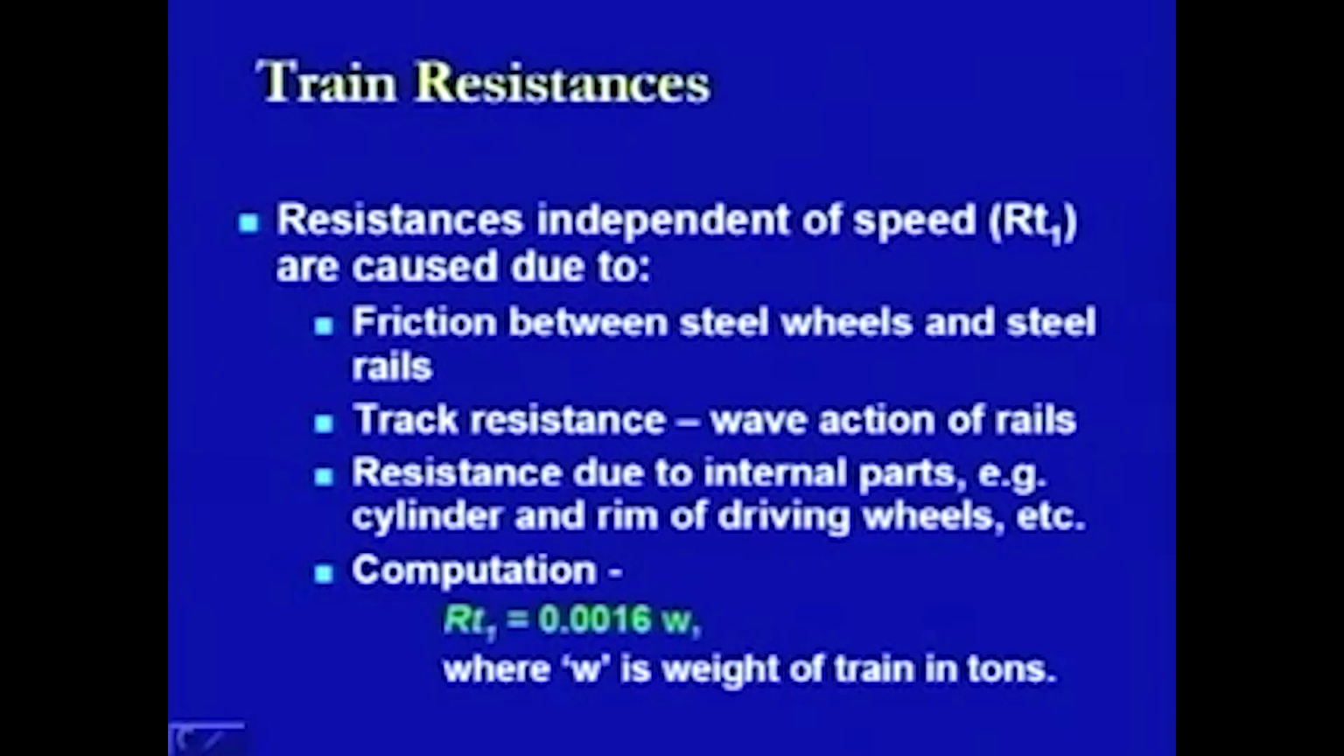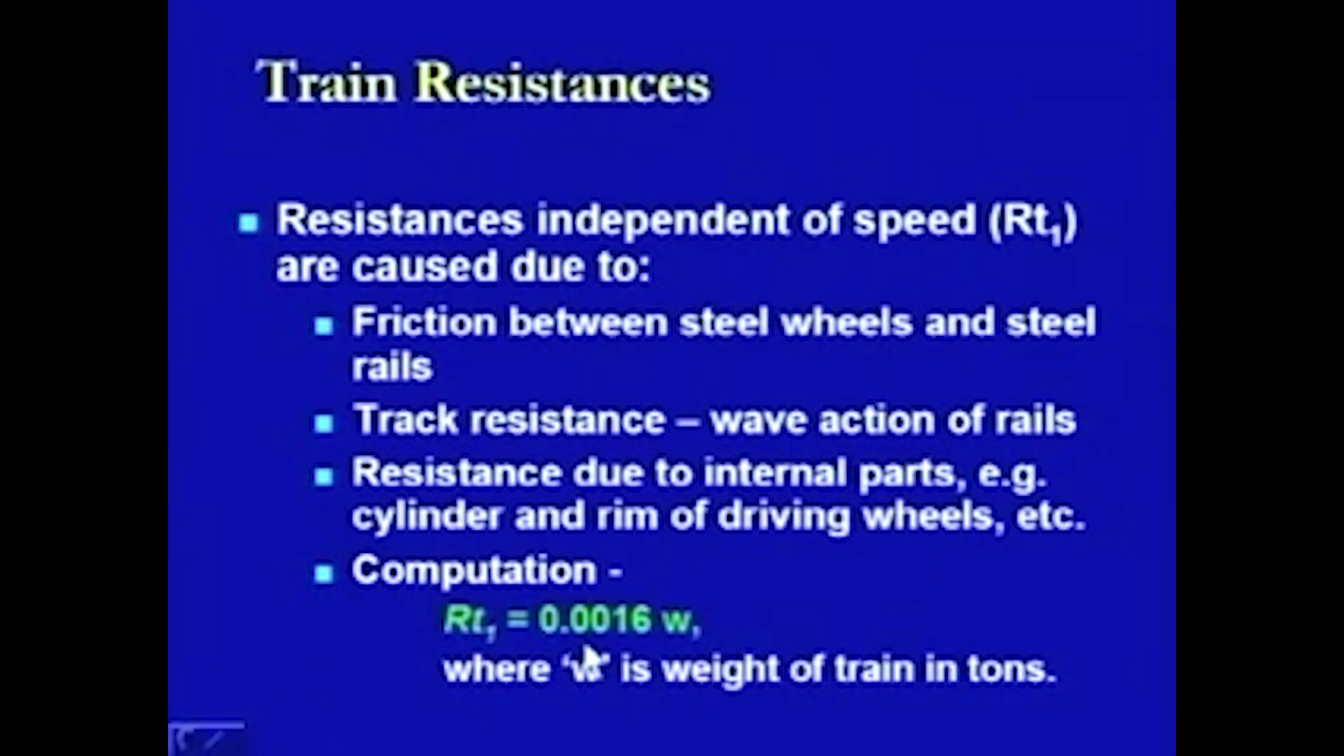Another resistance which falls under the independent of speed condition is the resistance due to the internal parts, that is the cylinder and rim of the driving wheels and similar conditions. On the basis of all the reasons which cause this type of resistance, the computed value of this resistance, which is defined as RT1 here, is given as 0.0016 W, where W is the weight of the train in tons. So this is how all the effects have been taken into consideration, and finally this equation has been found out.